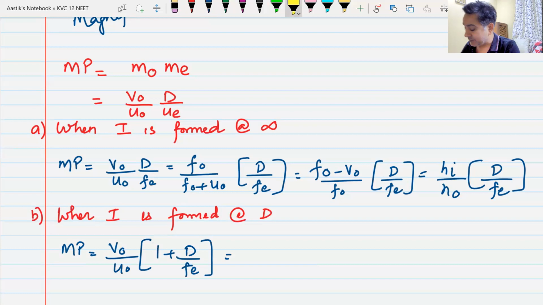You can write this in a different way. Yes, sir. Instead of V naught by U naught, you can write F naught upon F naught plus U naught, or F naught minus V naught by F naught, or HE by U. So you can write it here, yes or no? All these formulas.